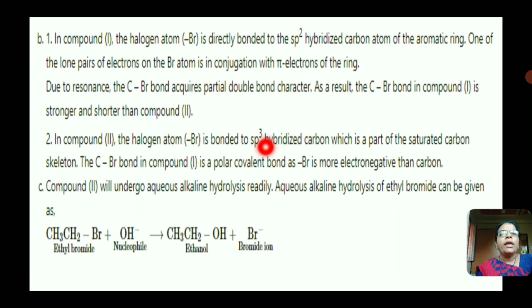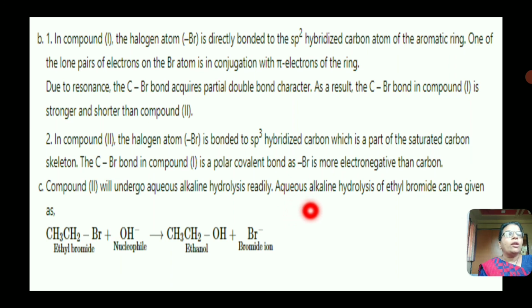In compound second, the halogen atom Br is bonded to an sp3 hybridized carbon, which is a part of the saturated skeleton. The C-Br bond in compound second is a polar covalent bond, as Br is more electronegative than carbon. Compound second will undergo aqueous alkaline hydrolysis readily.